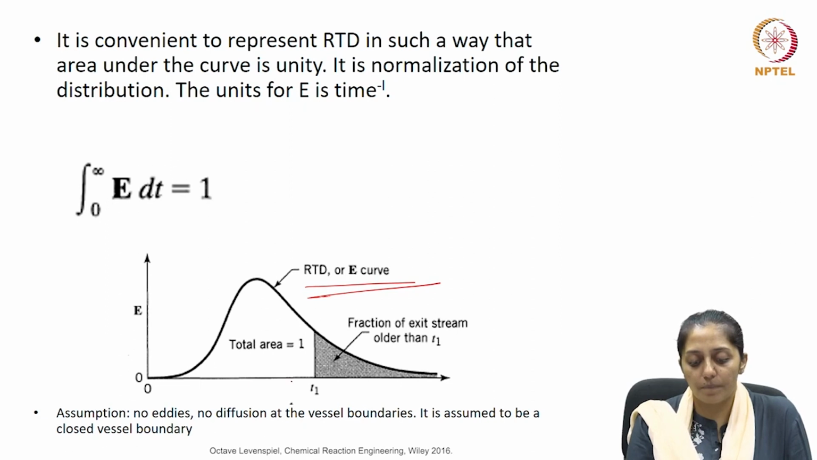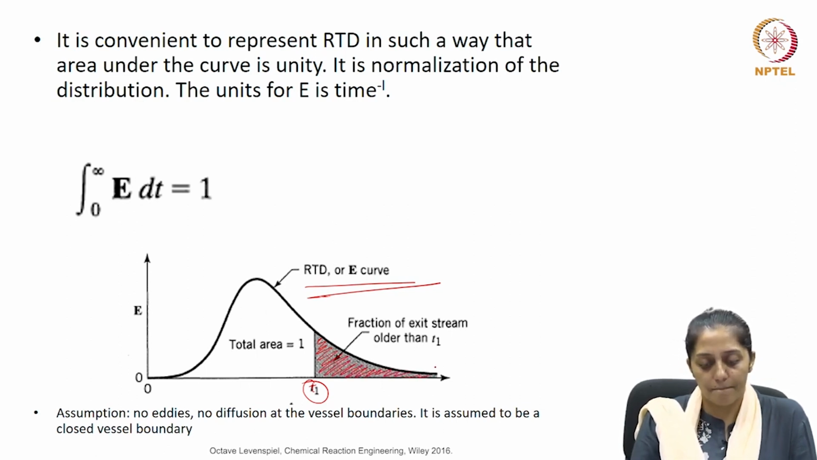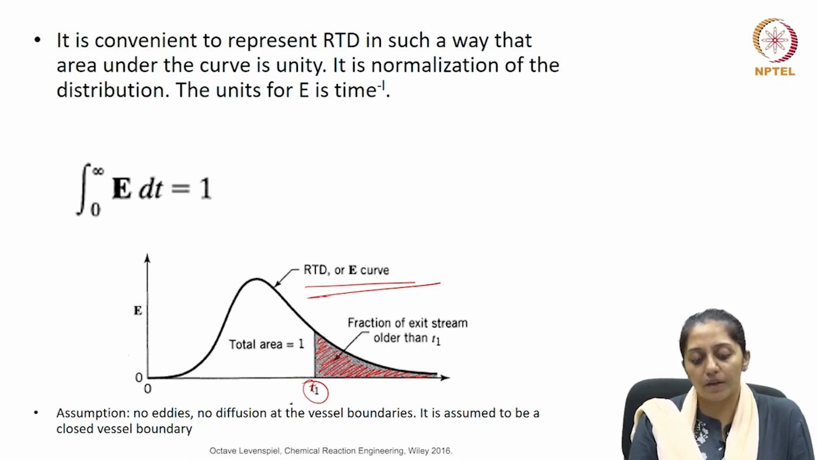So, in the picture shown on the slide, at time t1, the fraction of the exit stream which is older than time t1 is represented in the dark grey color. Here we are assuming that there are no eddies, no diffusion at the vessel boundaries, and it is assumed to be a closed vessel boundary.